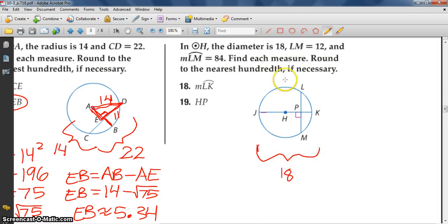Which means that our radius, so if I draw from H to L, that will be the radius, would be half of that, or 9. And LM is 84. So from here to here we have 84 degrees. I'm not sure if we need that for number 19. No, HP. So I'll erase that part. Alright, so we want to find HP.